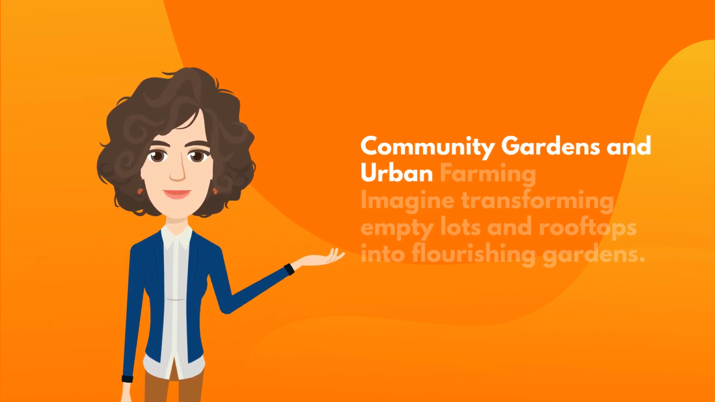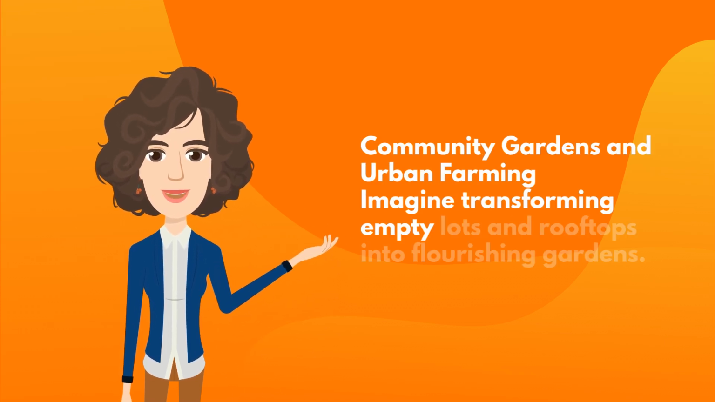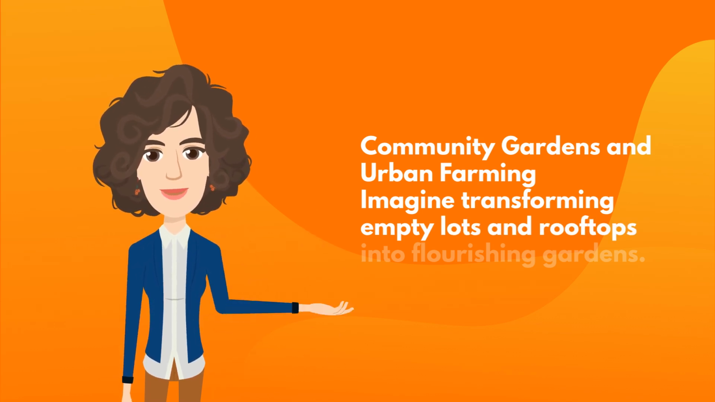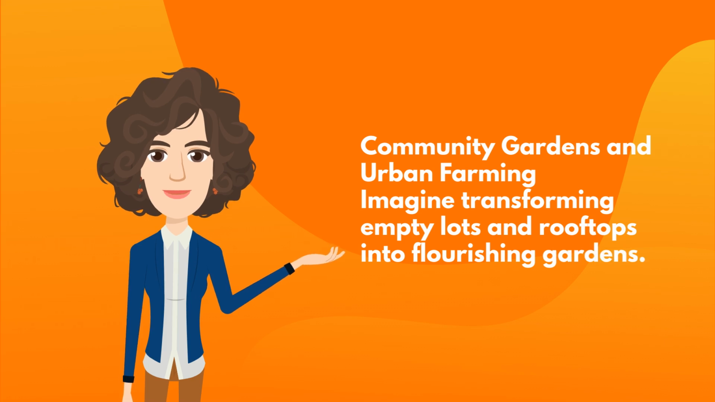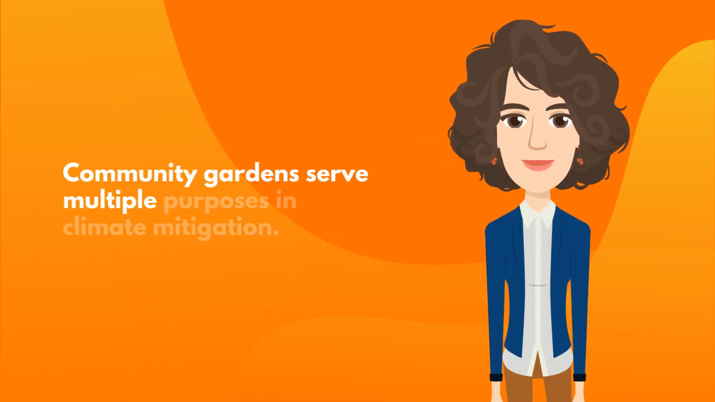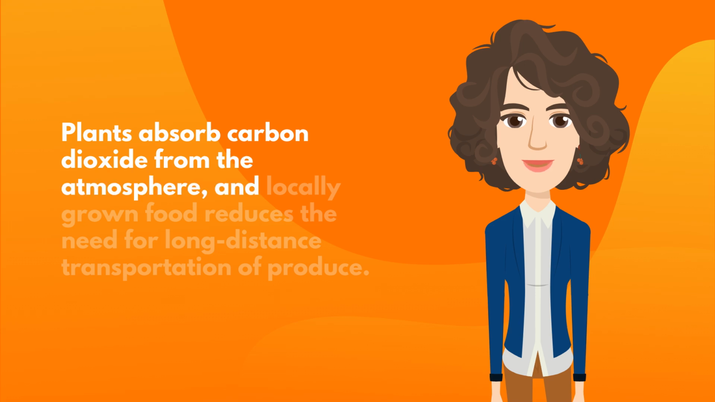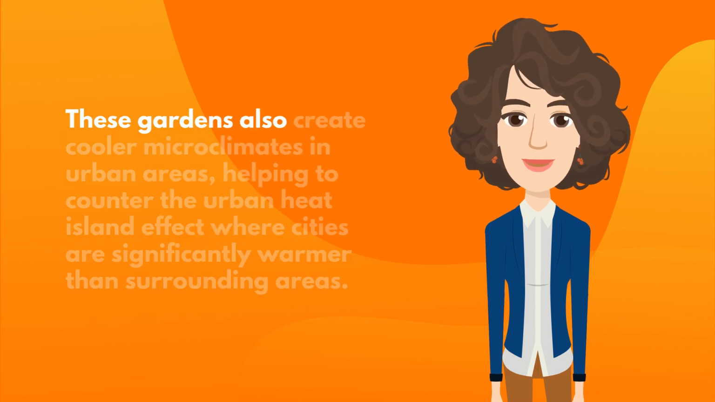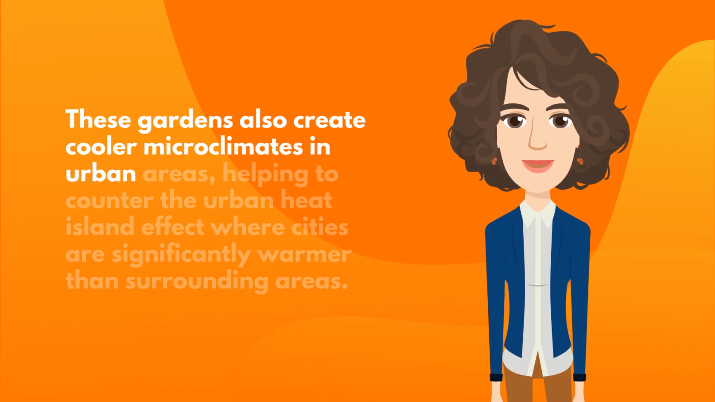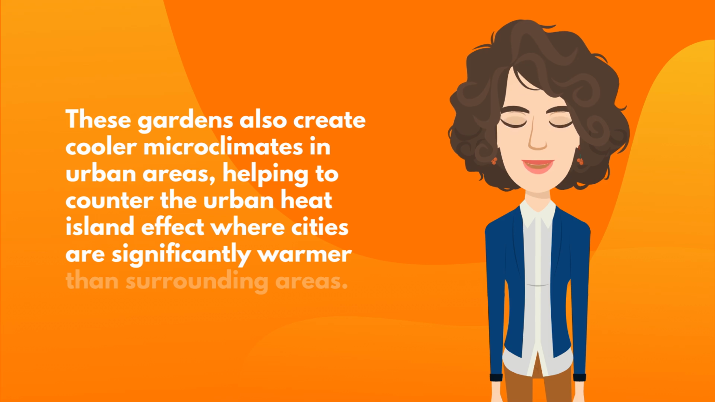Community gardens and urban farming. Imagine transforming empty lots and rooftops into flourishing gardens. Community gardens serve multiple purposes in climate mitigation. Plants absorb carbon dioxide from the atmosphere, and locally grown food reduces the need for long-distance transportation of produce. These gardens also create cooler microclimates in urban areas, helping to counter the urban heat island effect, where cities are significantly warmer than surrounding areas.